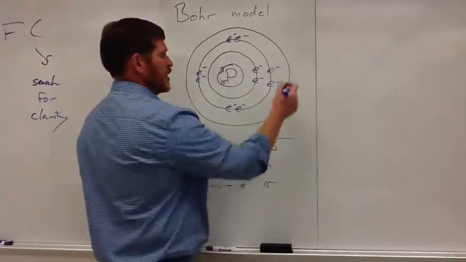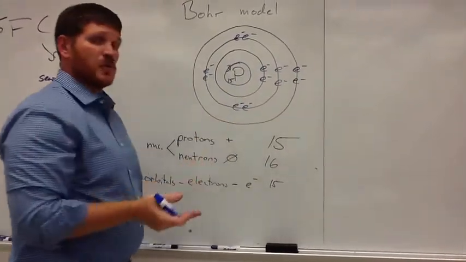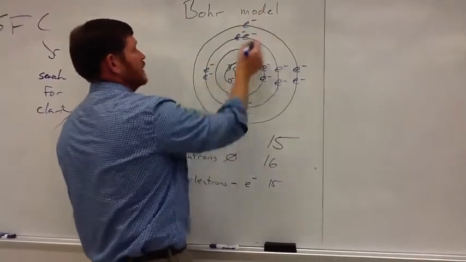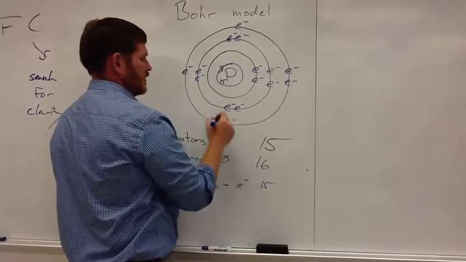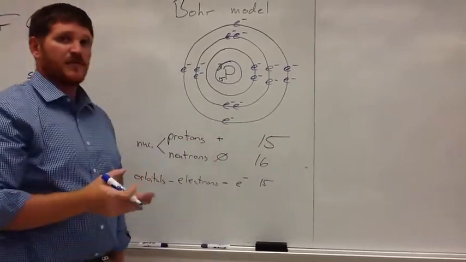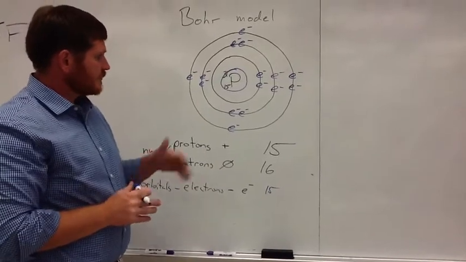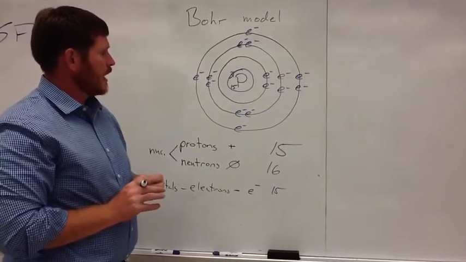Where do my first 2 go? Right off to the right. So now I have 12, 13, I want to go counterclockwise, 14, 15. I'll explain later why we have to fill those rooms. But this is what a Bohr model looks like. So it's a pretty simple model.